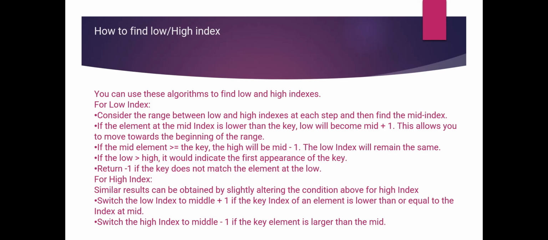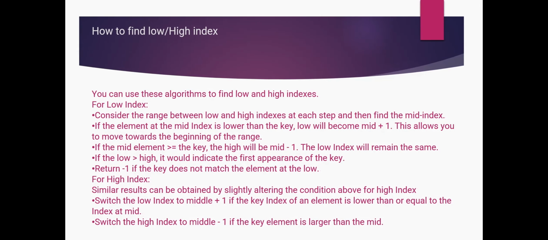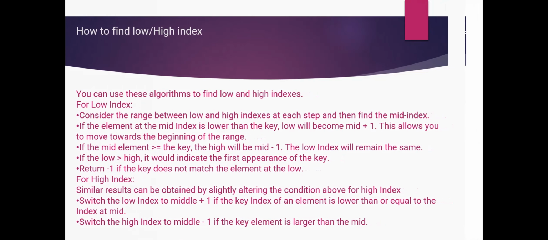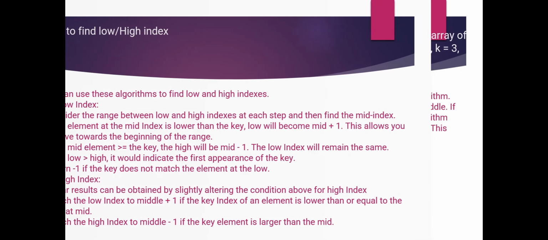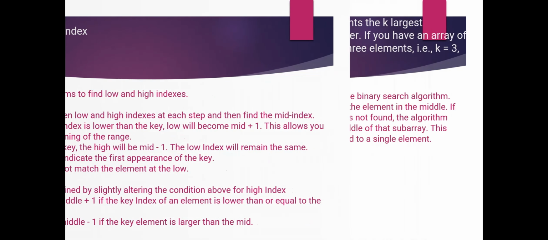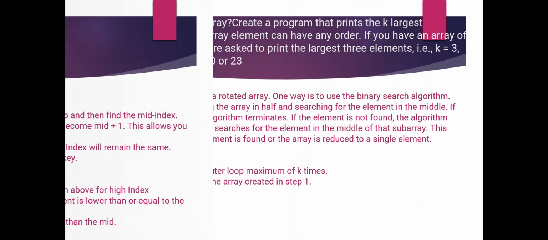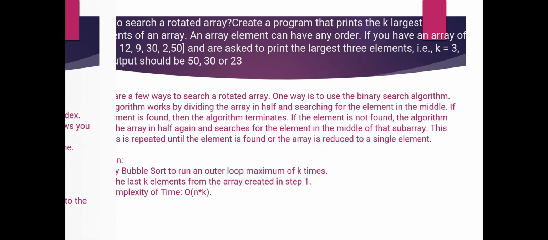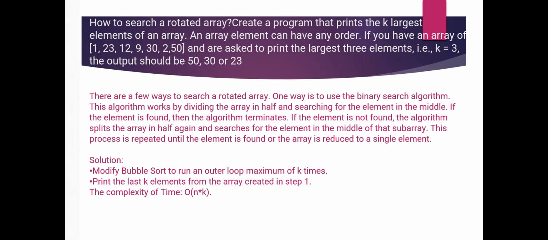For high index, similar results can be obtained by slightly altering the condition above for high index. Switch the low index to middle plus 1 if the key index of an element is lower than or equal to the index at mid. Switch the high index to middle minus 1 if the key element is larger than the mid.